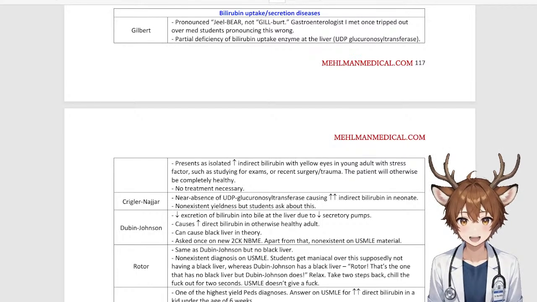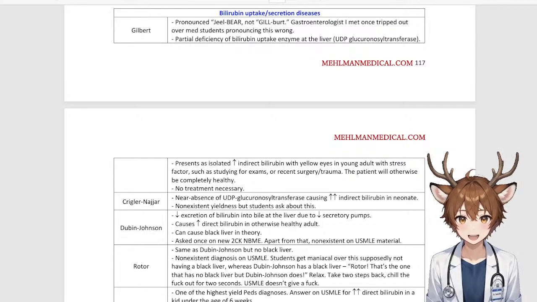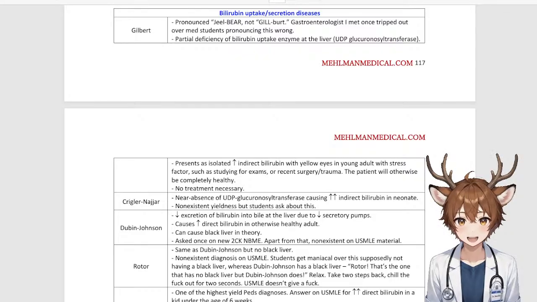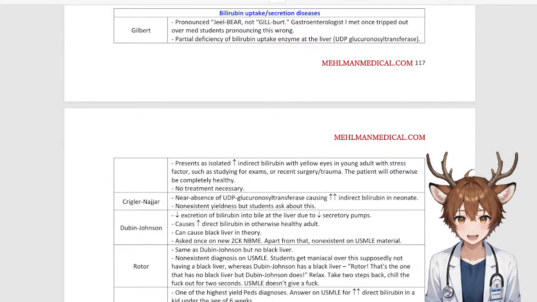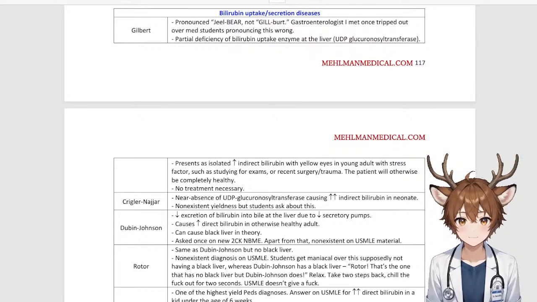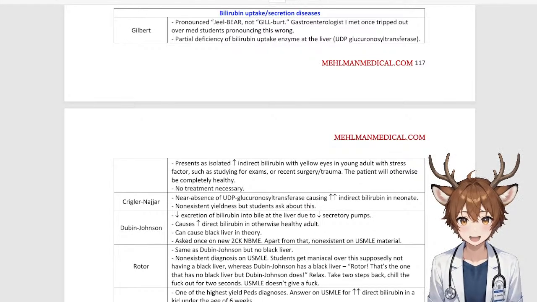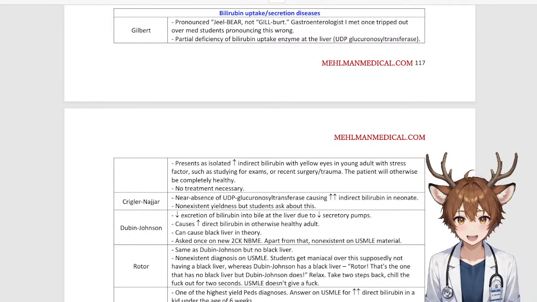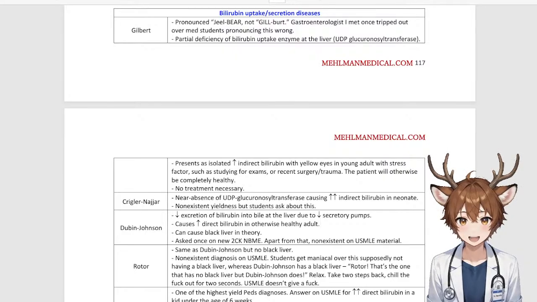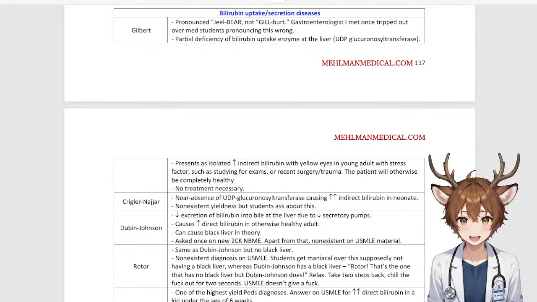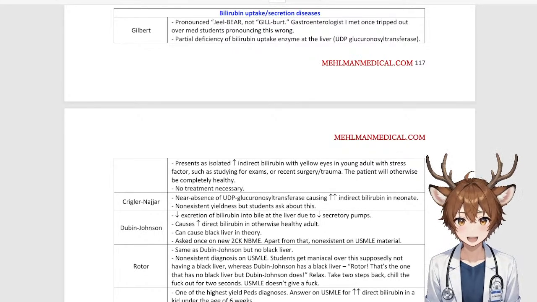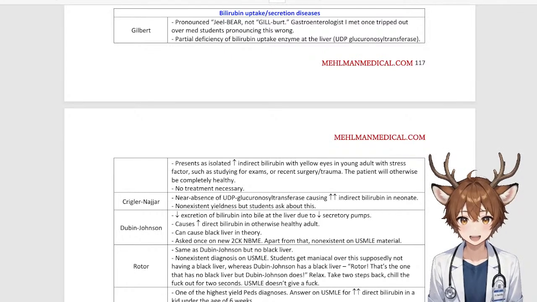Kriegler-Najar, near absence of UDP glucuronyl transferase causing significant increase in indirect bilirubin in neonate, non-existent yieldness, but students ask about this. Dubin-Johnson, decrease in excretion of bilirubin into bile at the liver due to the decrease in secretory pumps, causes an increase in direct bilirubin in otherwise healthy adult. Can cause a black liver in theory. Asked once on the new 2CK NBME, apart from that, non-existent on USMLE.